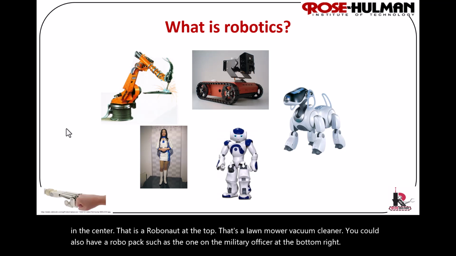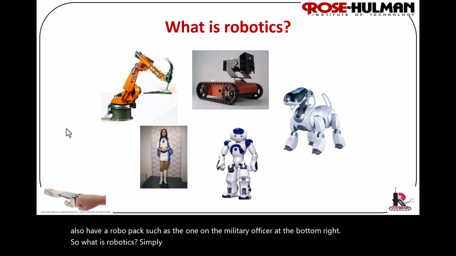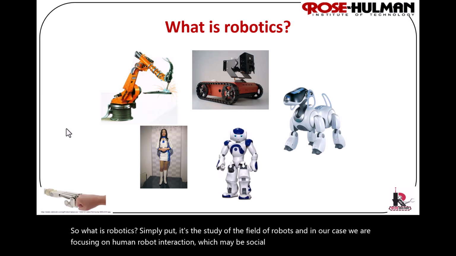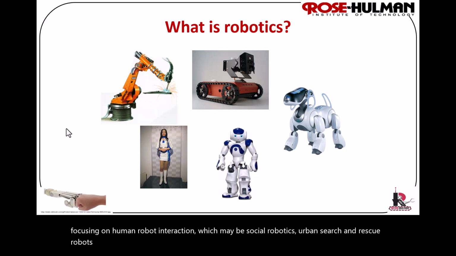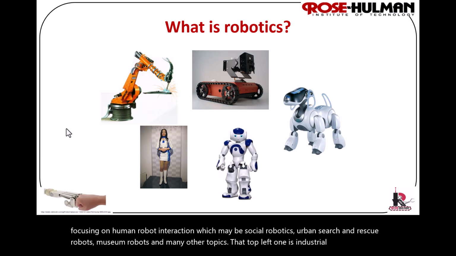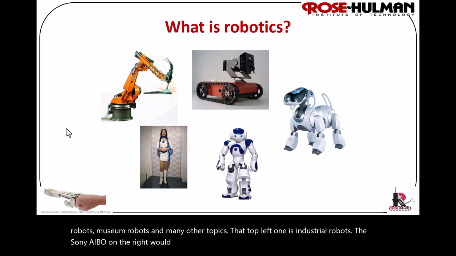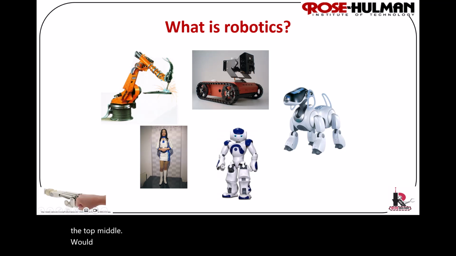So what is robotics? Simply put, it's the study of the field of robots. And in our case, we are focusing on human-robot interaction, which may be social robotics, urban search and rescue robots, museum robots, and many other topics. That top left one is industrial robots. The Sony Aibo on the right would be entertainment robots. Bottom center would be humanoids, and the top middle would be mobile robotics.